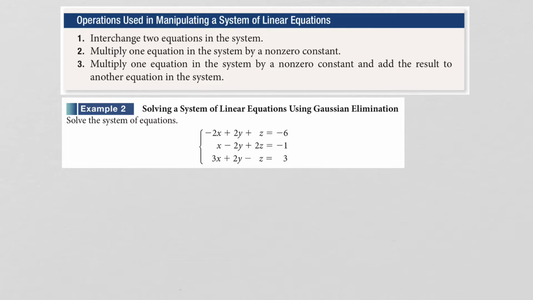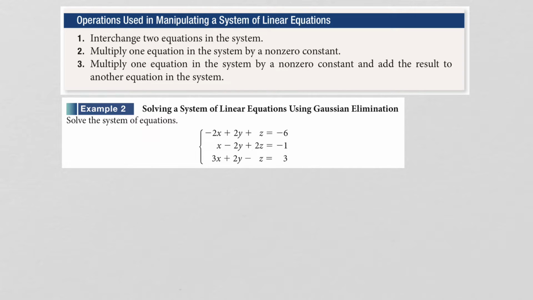When solving a three-variable system, or actually any number of variable system, there are three things that you are allowed to do in the process of solving. The first thing you are allowed to do is interchange two equations in the system. So for example, here you can see that we have three equations. If we want to change the first equation to be either of the other two equations, that's no problem. We can do that.